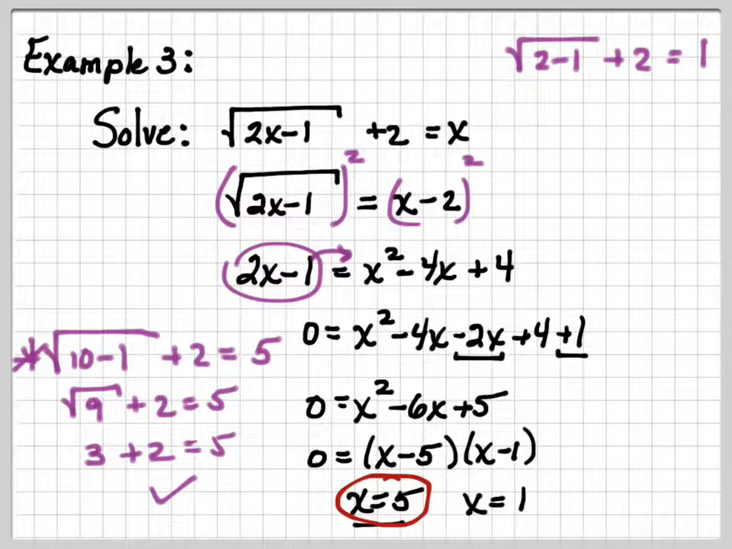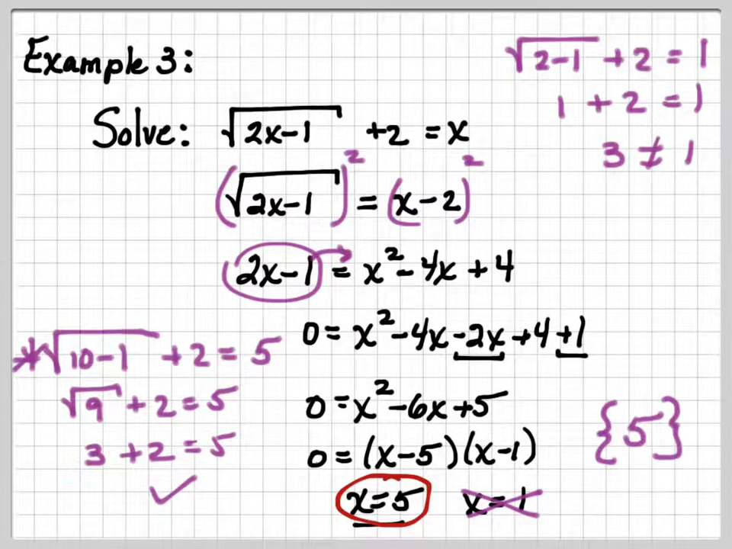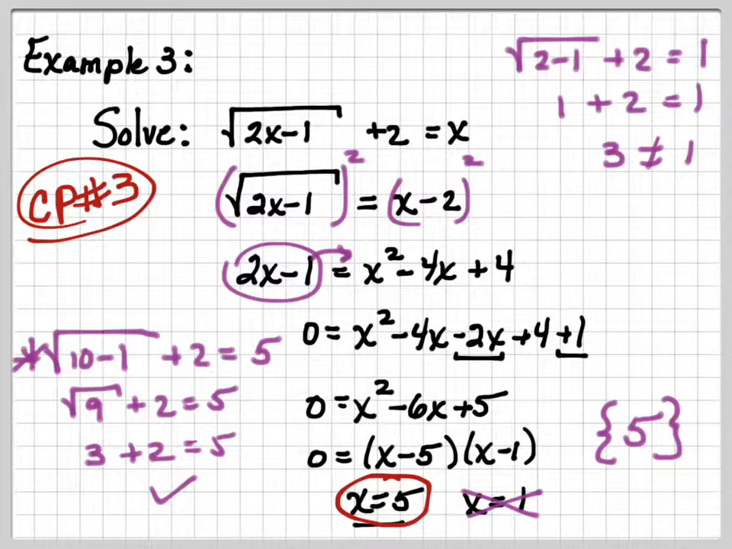Let's try the other one. When we plug in 1, we'll have 2 times 1 is 2 minus 1 plus 2 equals 1. 1 plus 2 equals 1. That doesn't work because 3 is not equal to 1. So x equals 1 is an extraneous root. We have to just disregard it. So the answer is just 5 here. Okay, go ahead and do your checkpoint number 3.